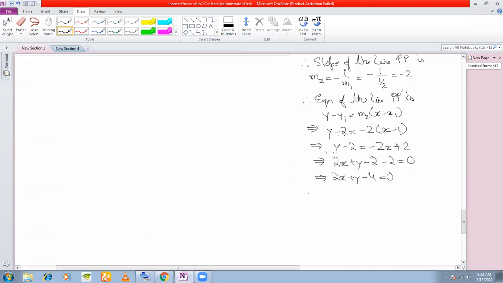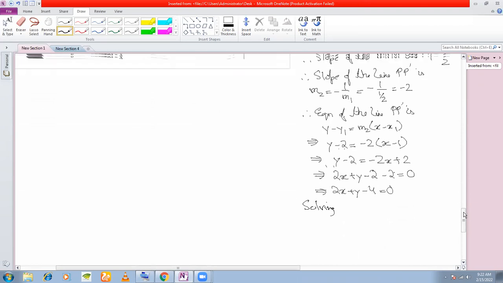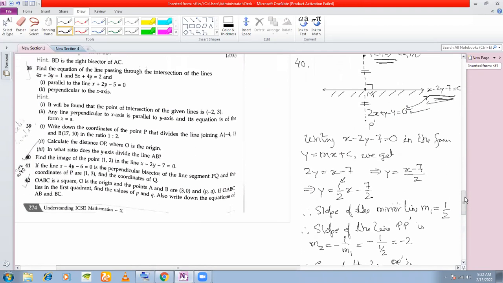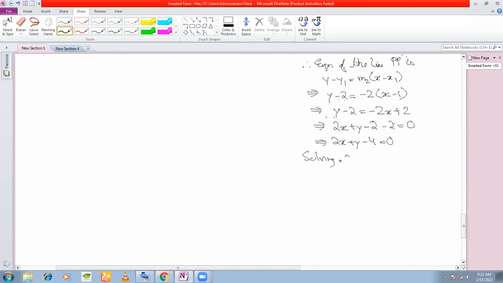So solving, mirror line is x minus 2y minus 7, x minus 2y minus 7 equal to 0. Call this 1. And this line, the dotted line PP dashed, is 2x plus y minus 4 equal to 0. Let's solve these two equations. Okay, how do you solve? So multiply this by 2, multiply this by 1.